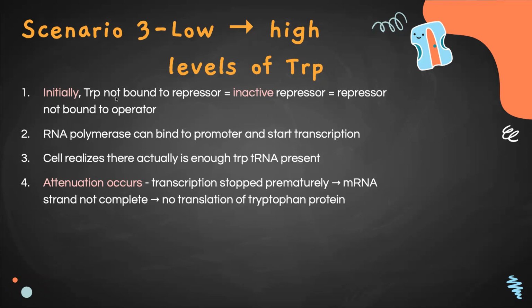Initially, tryptophan is not bound to the repressor, so you have an inactive repressor, and the repressor is not bound to the operator. So transcription will start to occur because RNA polymerase can bind. But then the cell realizes that there actually is enough tryptophan around, and in order to not waste its energy, attenuation will occur. So you'll have a short mRNA transcript as a result.